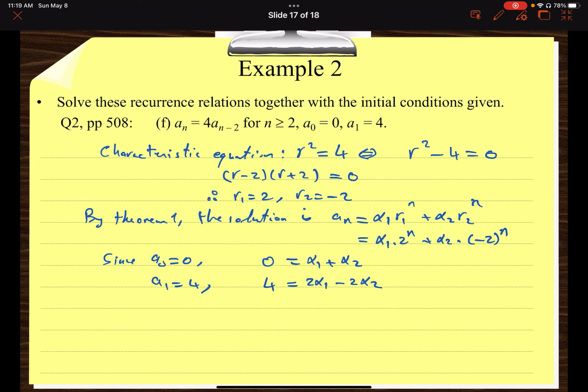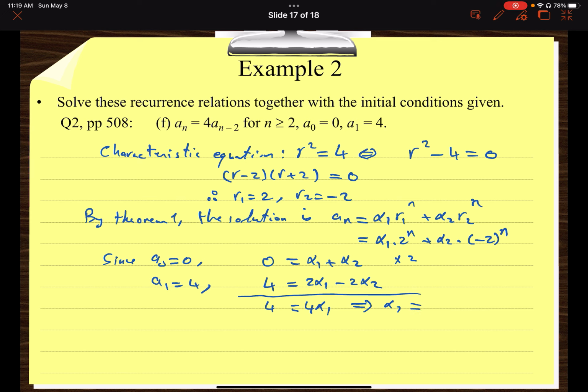How do I solve this problem? I have a system of linear equations. So I can basically multiply this by 2 and then add them together, right? 2 times 0 is 0, so 0 plus 4 is 4. 2 times alpha 1 is 2 alpha 1, and 2 alpha 1 plus 2 alpha 1 is 4 alpha 1. 2 times alpha 2 is 2 alpha 2, and 2 alpha 2 minus 2 alpha 2 is 0. This is what we wanted, right? So 4 alpha 1 is equal to 4.